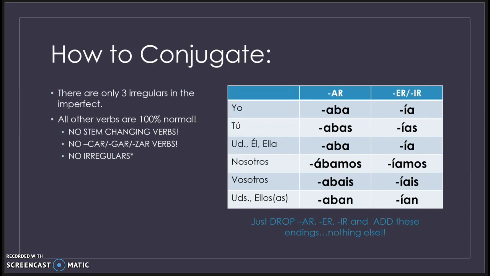So again, it doesn't matter if we're dealing with dormir, if we're dealing with jugar, if we're dealing with querer or dar. These verbs are 100% normal. We drop the AR, we drop the ER-IR, and we add those endings. There are only 3 verbs in the entire language that don't follow this pattern, and we're going to learn them now.